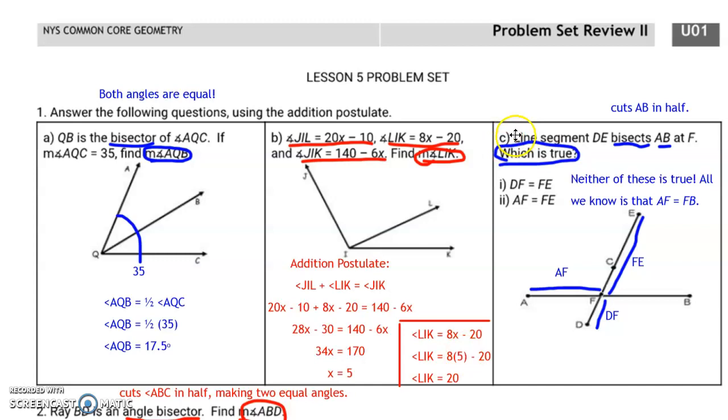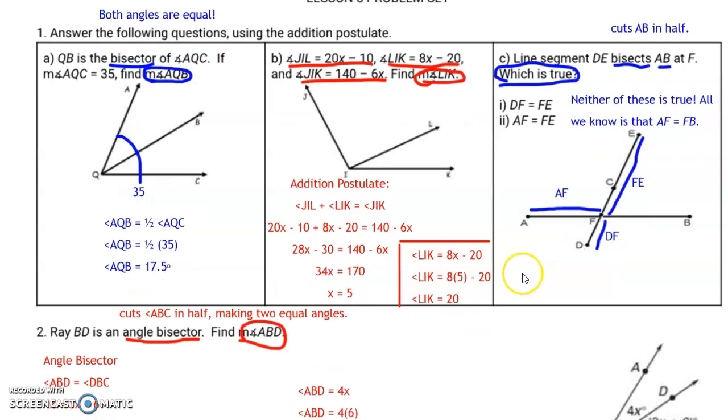Moving on to letter C, it tells us that DE bisects AB at F. Now, it tells us this very specifically. DE bisects AB at F. It cuts AB in half. It doesn't say that DE is cut in half. It says that AB is cut in half. So we know that AF and FB are going to be equivalent to each other, but we don't know that about FE and DF, and we don't know that about AF and FE. All we know is that AF is the same as FB. So we don't know either of those to be true.